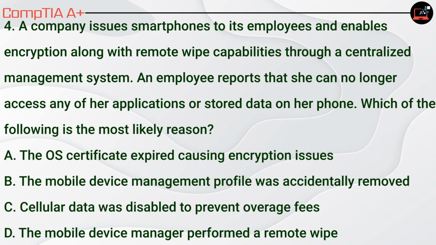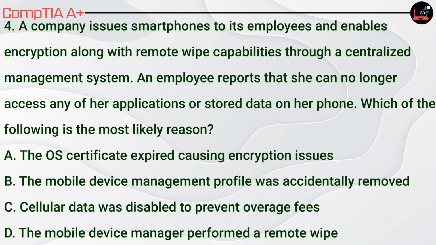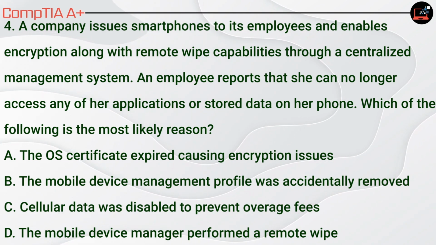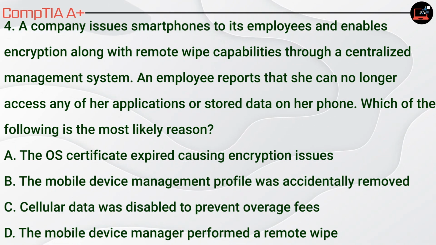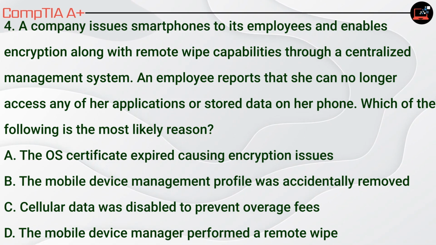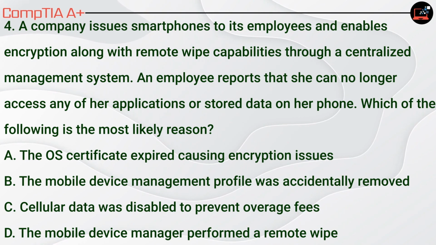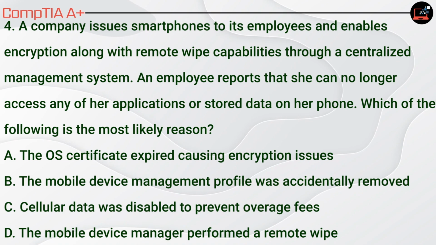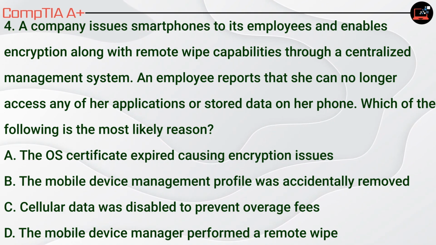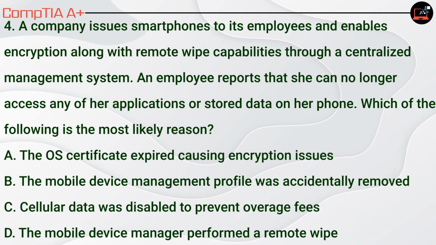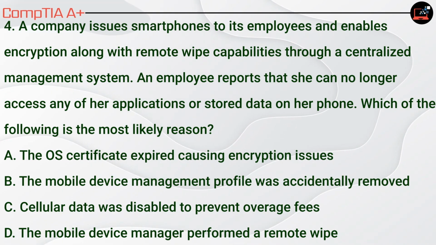4. A company issues smartphones to its employees and enables encryption along with remote wipe capabilities through a centralized management system. An employee reports that she can no longer access any of her applications or stored data on her phone. Which of the following is the most likely reason? A. The OS certificate expired, causing encryption issues. B. The mobile device management profile was accidentally removed. C. Cellular data was disabled to prevent overage fees. D. The mobile device manager performed a remote wipe.